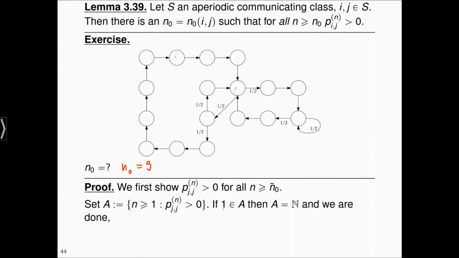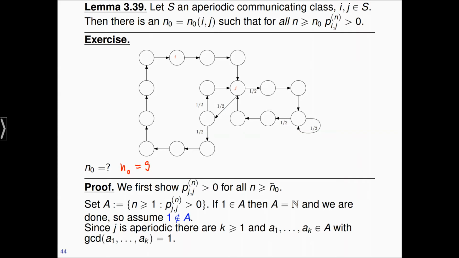Now, if the time 1 is in A, then actually I can come back after one step. I start at j, and I can come back after one step, and then of course I can come back at any step that I want. Yeah, so in this case A is N, and we are done. Okay, so nothing to show. So let's assume that 1 is not in A.